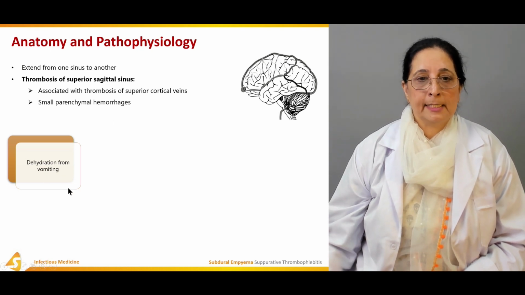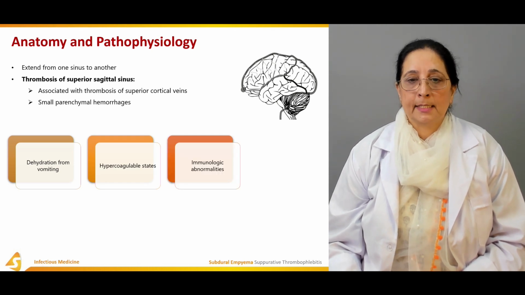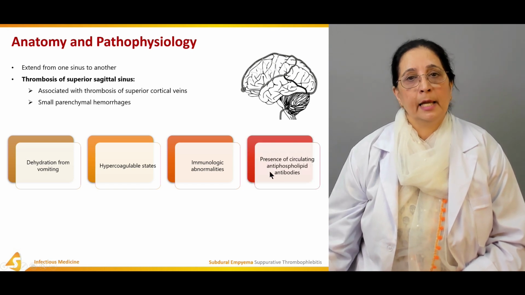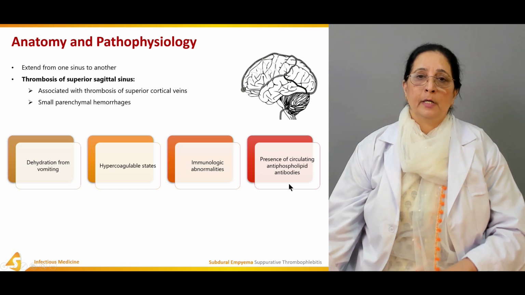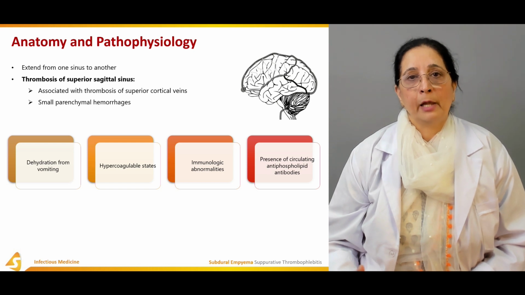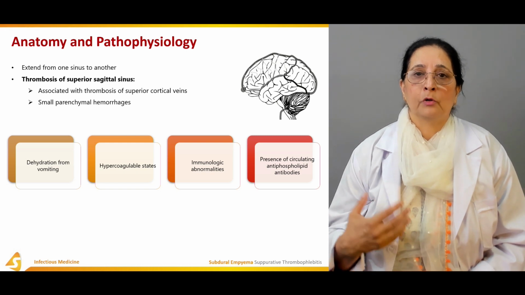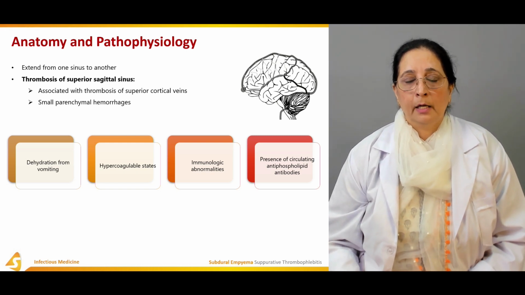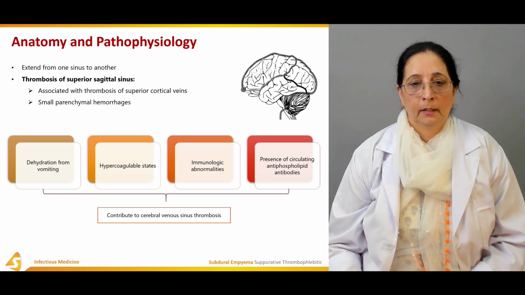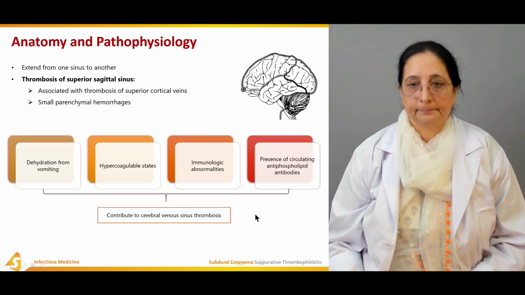Dehydration from vomiting, hypercoagulable states, immunologic abnormalities, and the presence of circulating anti-phospholipid antibodies contribute to cerebral venous sinus thrombosis. Thrombosis is usually associated with hypercoagulable states. When coagulation is increased, thrombus formation is more likely.